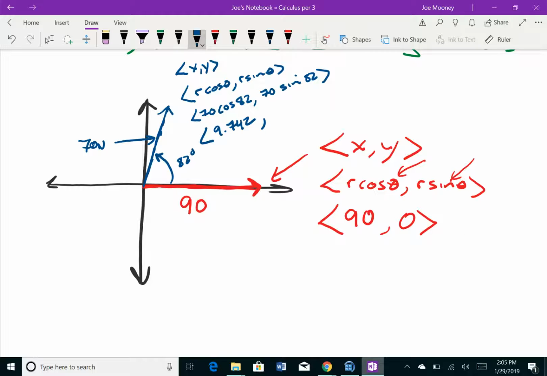And I'm going to do the same thing for my sine. So 70 sine of 82. And I got 69.319. And I store it as y, which is alpha 1.